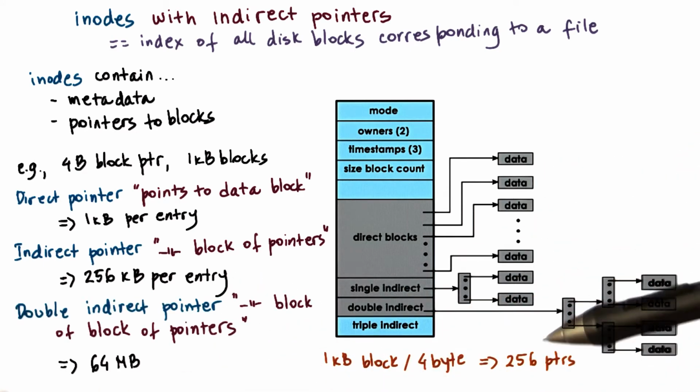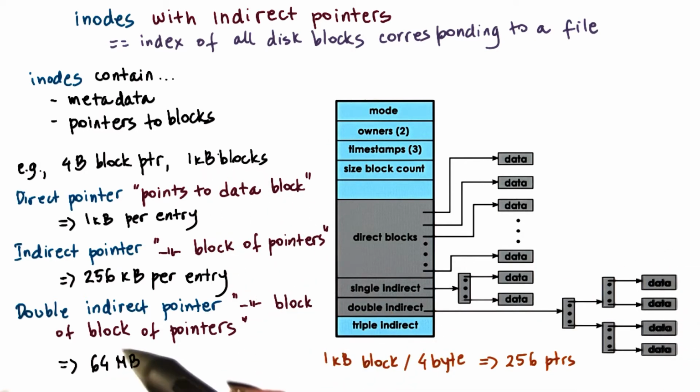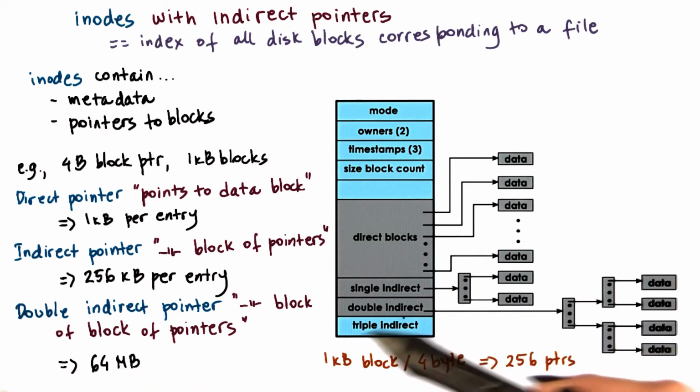Now, if we need even larger files, we can use double indirect pointers. A double indirect pointer points to a block which contains pointers to blocks of data. If every block has 256 pointers, then this double indirect pointer can help us address 256 times 256 times 1 kilobyte blocks for a total of 64 megabytes of data. We can apply the same idea to triple indirect addressing and so forth.